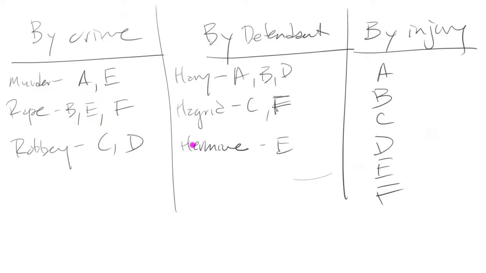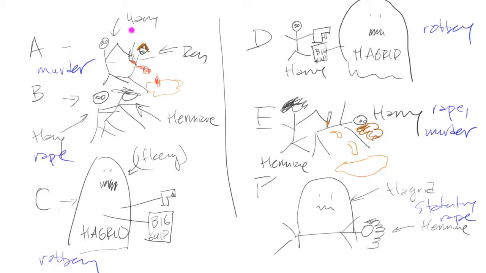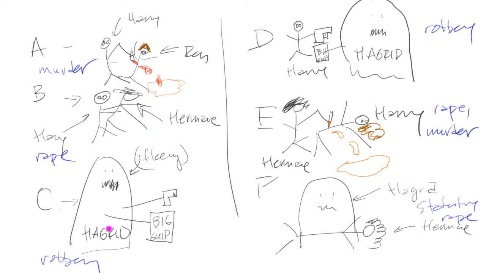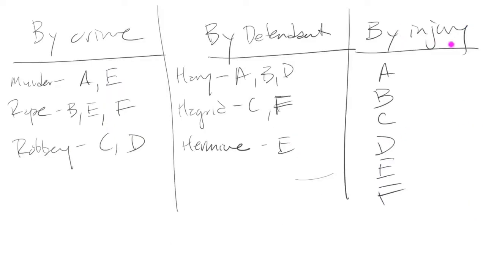By defendant, there are only 3 real defendants here, the H's. And again, you have to make 3 passes. First, you get all the Harry claims, A, Harry's murder, B, Harry's rape, where Harry robs Hagrid. Then you go back, Hagrid here commits his own robbery at 7-Eleven, and then statutory rape of Hermione. And then Hermione's own crime of raping and killing Harry. Okay, 3 passes. Oh, what if we do it by injury in the order that it actually appears?